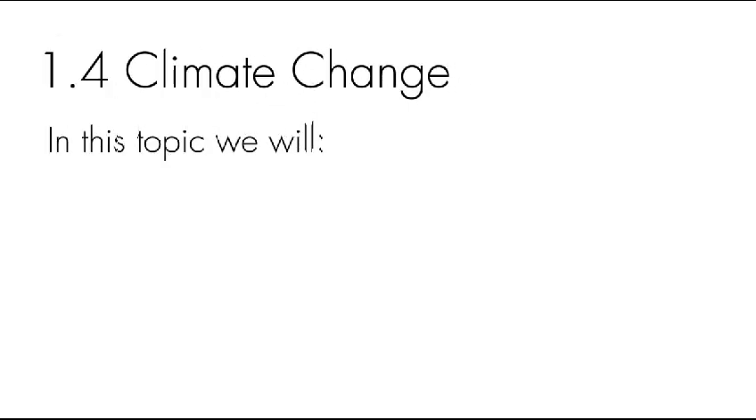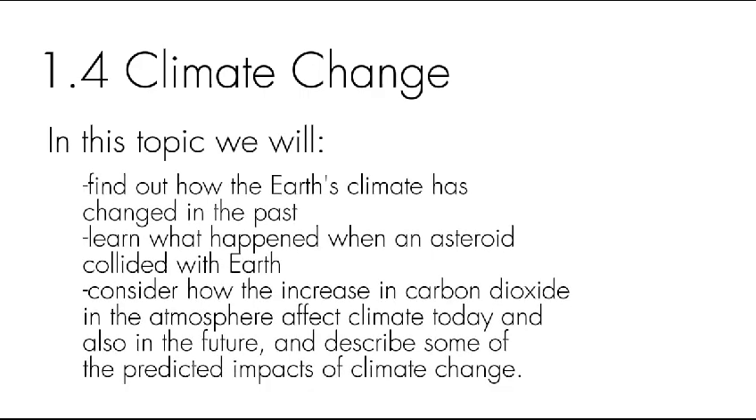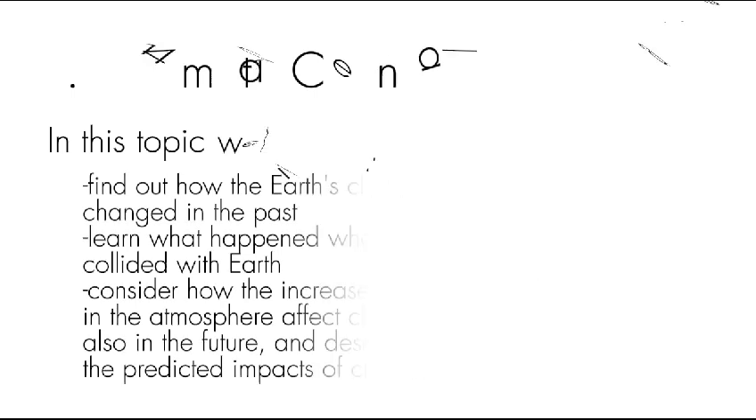1.4 Climate change. In this topic we will find out how the Earth's climate has changed in the past. Learn what happened when an asteroid collided with Earth. Consider how the increase in carbon dioxide in the atmosphere affects climate today and also in the future, and describe some of the predicted impacts of climate change.